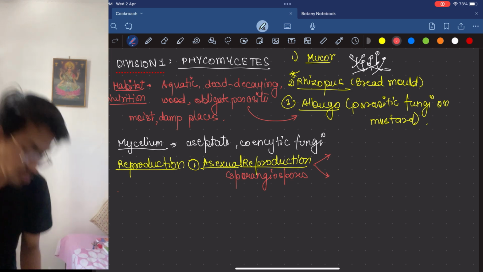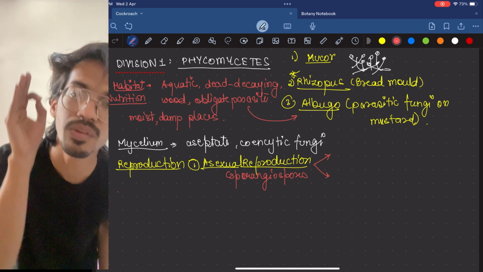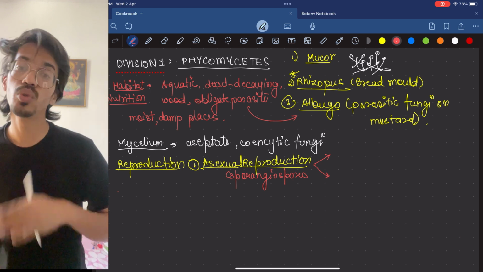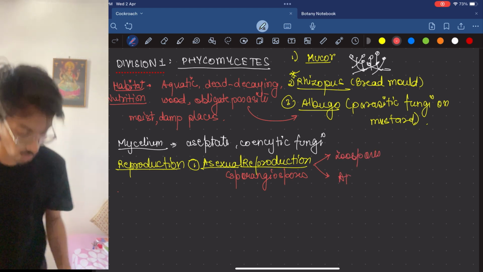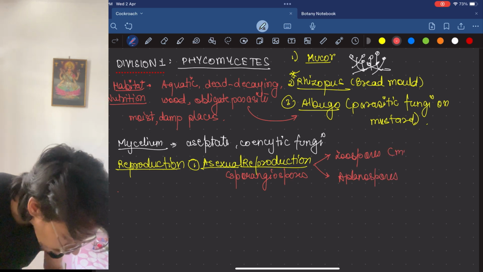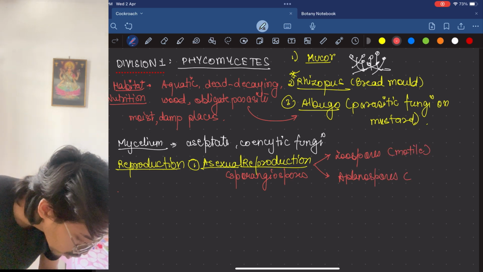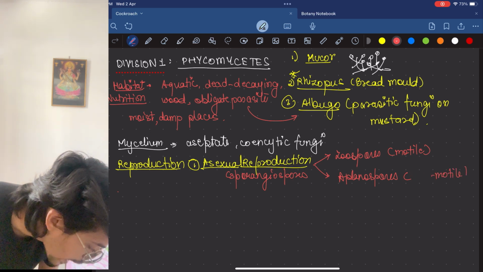Now these sporangiospores could be motile and could be non-motile. If zoospores are present, they will be motile. If aplanospores are present, they will be non-motile, and that becomes a very important topic. So either zoospores or aplanospores will be present. The important thing is zoospores will be motile, and aplanospores will be non-motile.